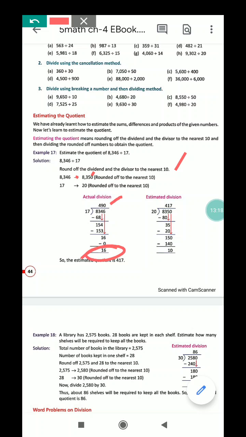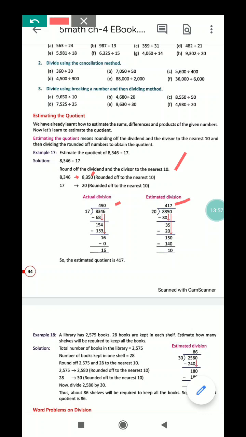Now we will estimate the values. After estimating, the divisor is 20 and the dividend is 8350. After doing the calculations, we have got that the quotient is 417 and the remainder is 10. So the estimated quotient is 417. What we have got in actual division is 490. That means there is a huge difference.